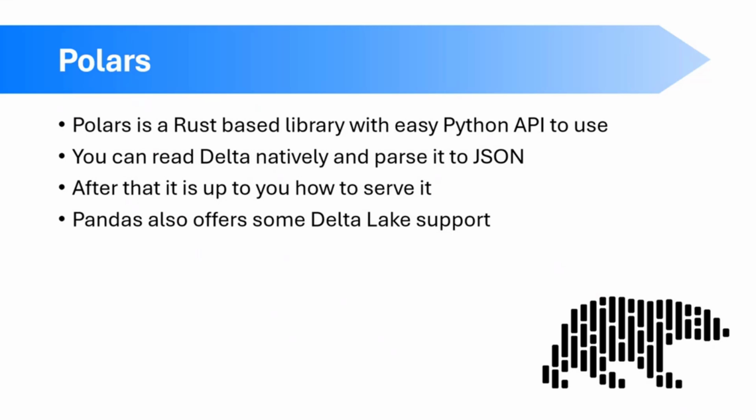I have to say that Pandas also offers some Delta Lake support, but it's not really that common. I'd say Polars is basically the new player in town, and it has frequently risen even over Pandas in some shape or form. But the cool thing is that you don't need to replicate the Delta data anywhere. You can just read it straight from your Delta Lake or OneLake, whichever you have, and then parse it to JSON. Obviously, you need to decide how you serve it. Use Flask or FastAPI or some other tools, but that's really up to you.